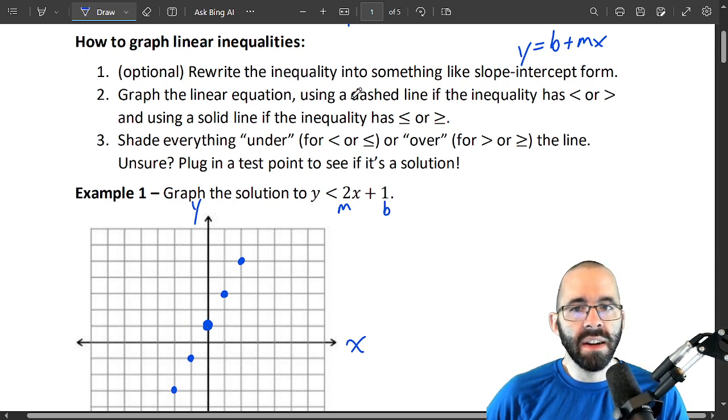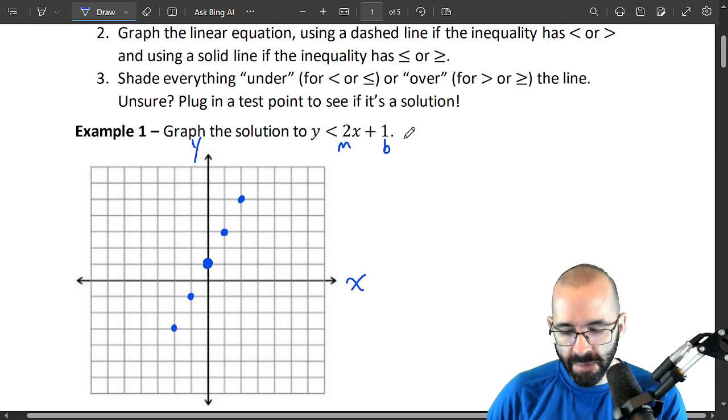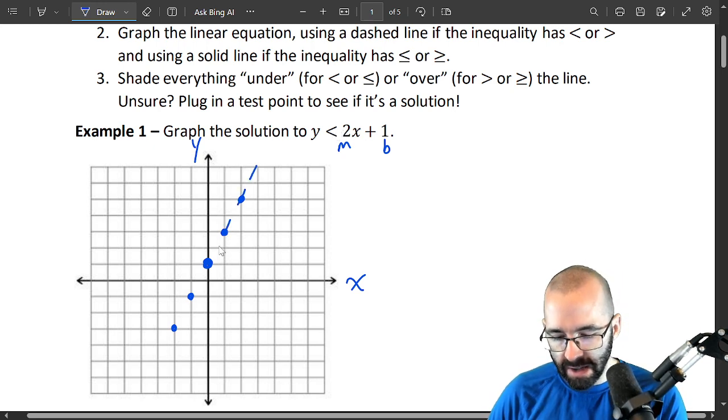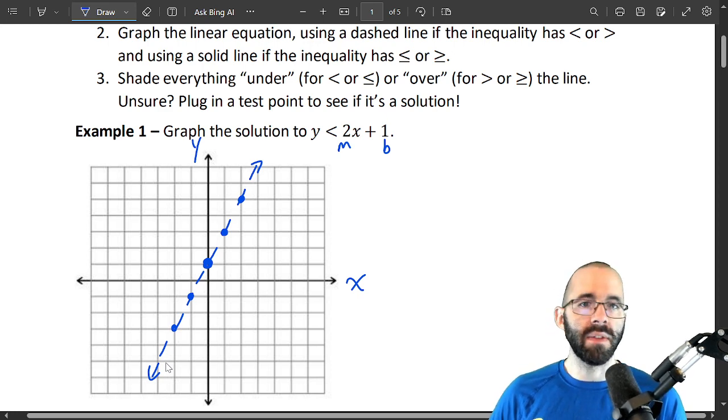Do we use a dashed line or a solid line? Well, y cannot equal 2x plus 1. y can only be smaller than it. So we're going to use a dashed line here. And that shows that this line is not part of our solution.